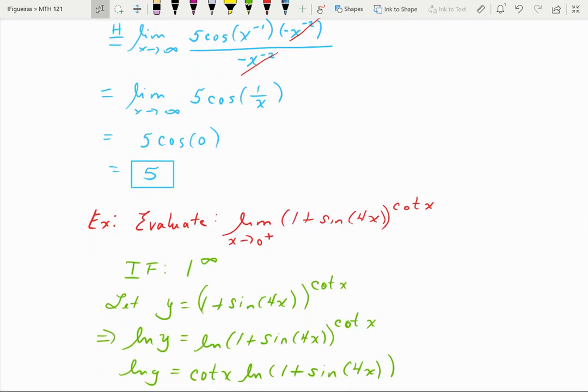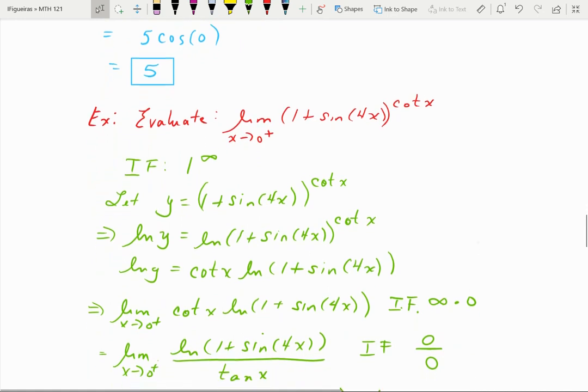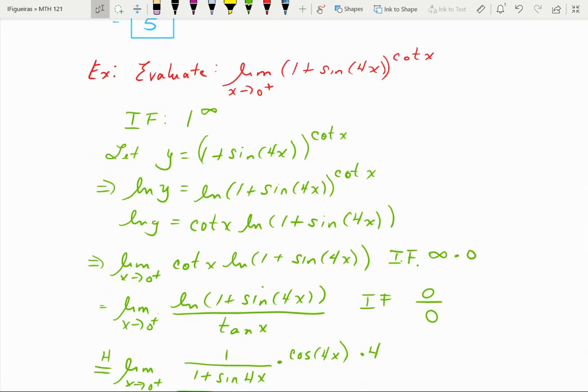All right, so here's another one. I want to evaluate the limit as x approaches 0 from the right of 1 plus sine of 4x, and that expression is raised to the cotangent of x. So here, direct substitution gives you an indeterminate form of 1 to the infinity. So let's look at where the 1 comes from. When you plug in 0 right in here, sine of 0 is 0, so 1 plus 0 is 1. So that's where the 1 comes from.